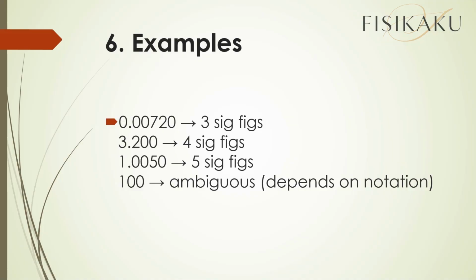6. Examples. Let's test a few examples. 0.00720 has 3 significant figures. 3.200 has 4 significant figures. 1.0050 has 5 significant figures. And 100 could have 1, 2, or 3 depending on how it is written in scientific notation.